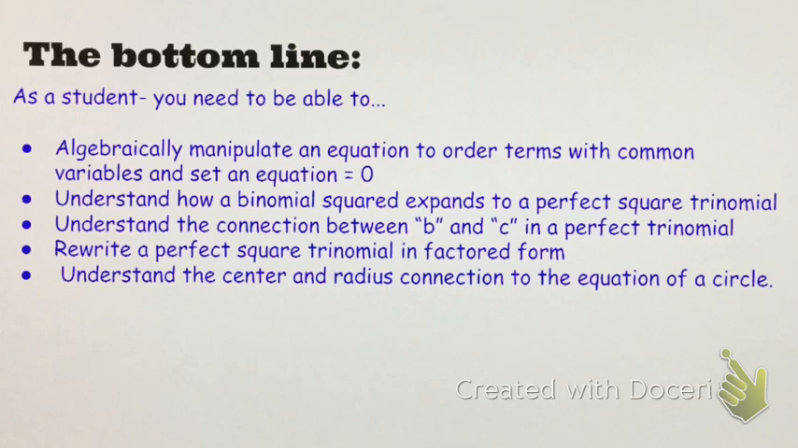All right, that perfect trinomial square. And then being able to rewrite it in factored form. So that's kind of the idea. And then after that, just understanding that the center and the radius, how those look in a circle, what h and k and r mean to the circle.